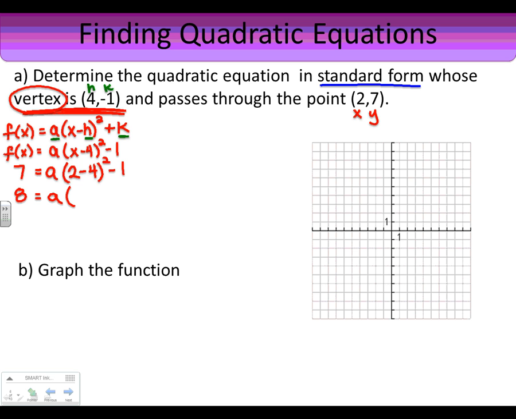2 minus 4 is negative 2. Square that. Negative 2 squared is 4. So I have 8 equals 4a. Divide by 4, and I found out that a is equal to 2. So now I know my a value, I know my h value, and I know my k value. So I can write it in vertex form.